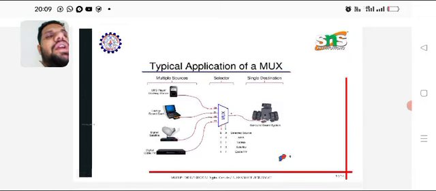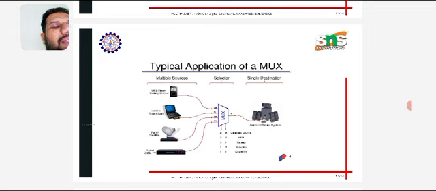This is a typical application of the multiplexer you can see here. There are so many inputs here: MP3 player, laptop, digital satellite, digital cable TV, and so on. The surround sound system is connected with all these things. Based on which selection line is decided, the particular input will be connected with the sound system output. So this is the application of your multiplexer.